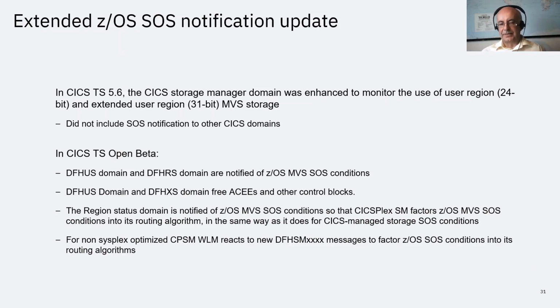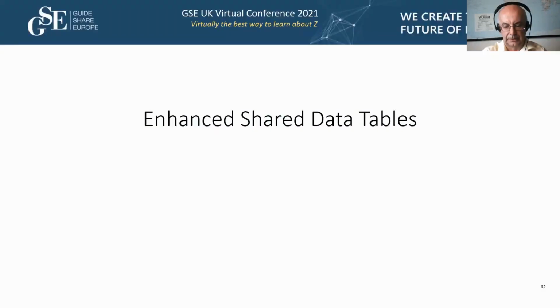And finally, the other change we did was for the non-Sysplex optimized CPSM WLM, which doesn't use the region status domain. It will react to the new messages that were put out as part of 5.6, and it will factor those in and use them in the same way as it would have done information from the region status domain. It will factor that information into the routing algorithms it uses. So that's a brief one.